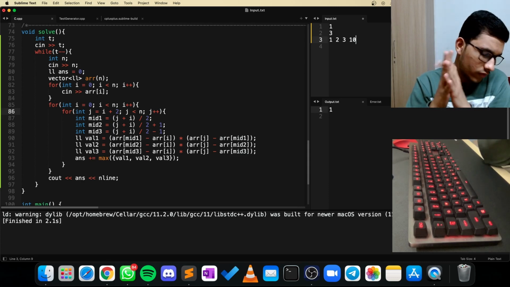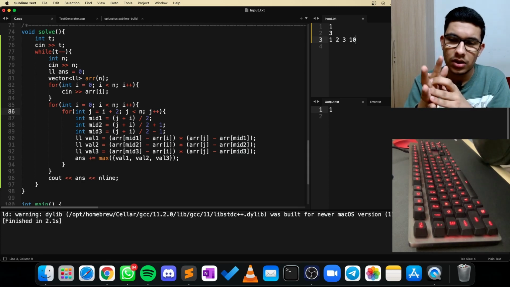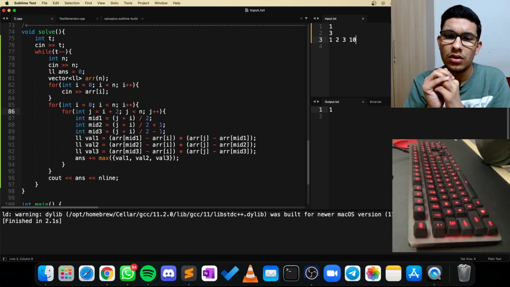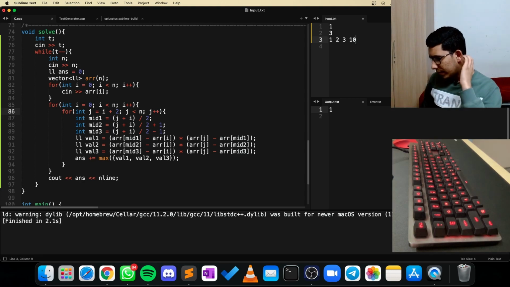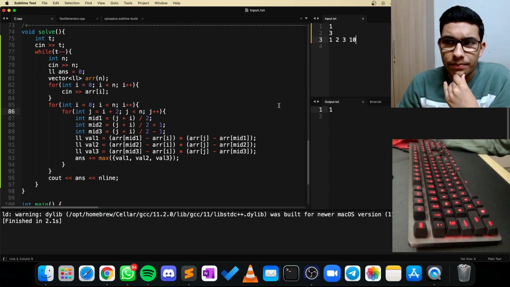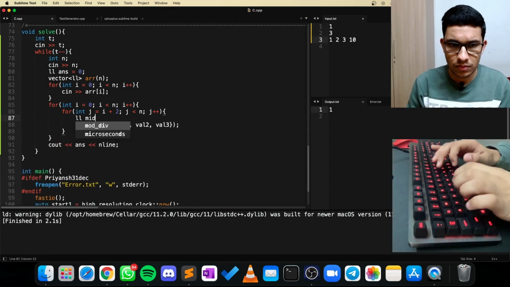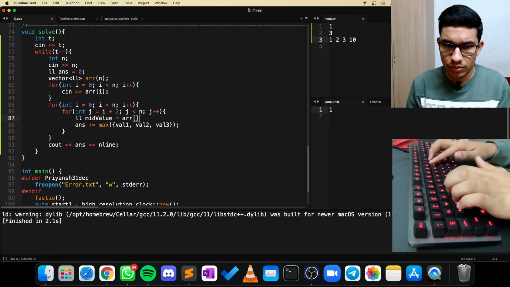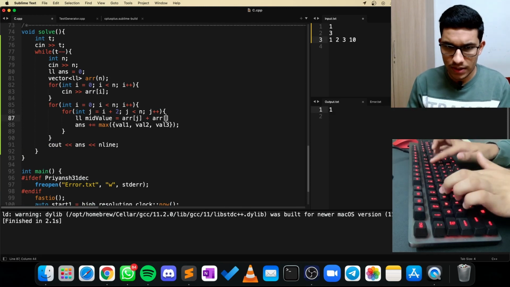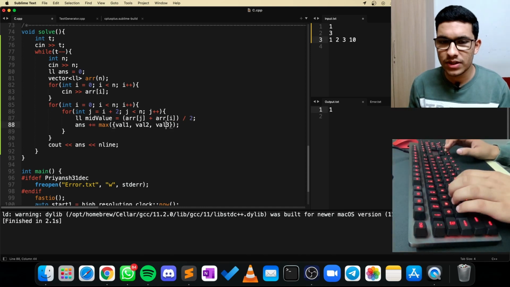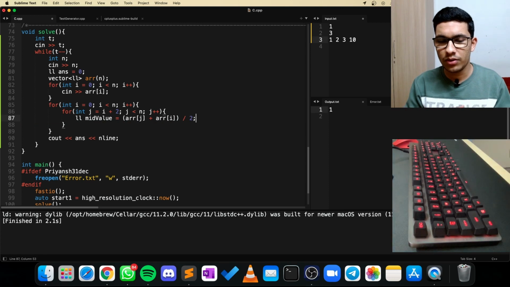Oh, we don't have to take the middle one. We have to take the average value. Ah, I see. We don't have to take the middle one, we have to take the value closest to the average. So that won't be in the middle for sure. Okay, let's just find out a middle value. Mid value equals ARR at j plus ARR at I by 2. Right, now we have to find the closest value here, right? So how do I find this closest value?